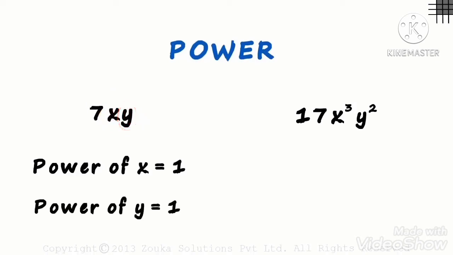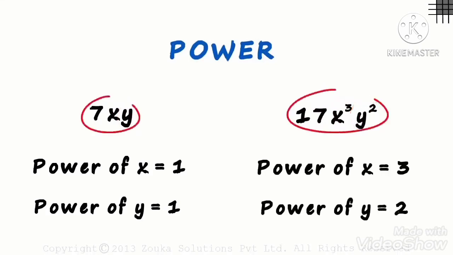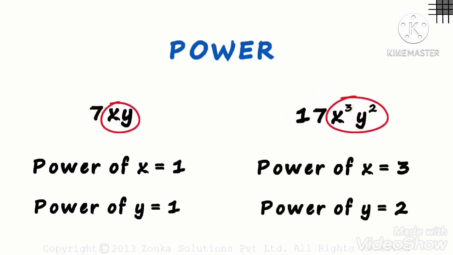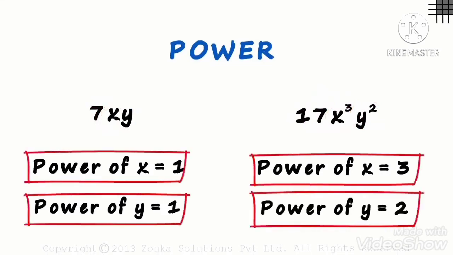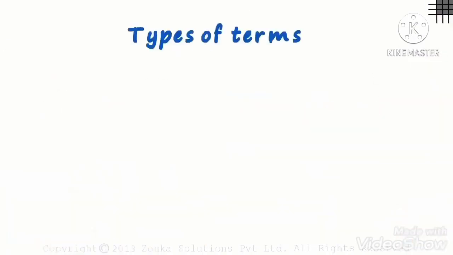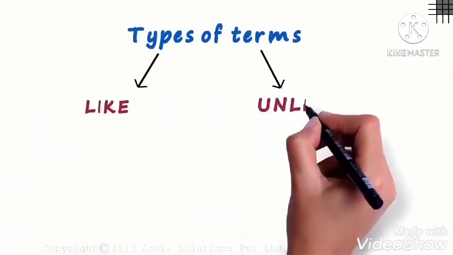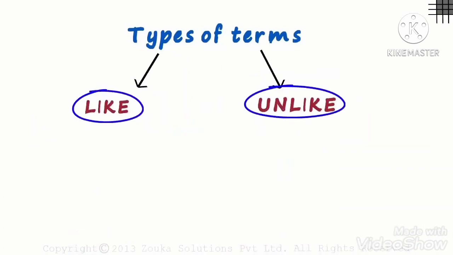Now look at the powers of variables of the second term. The power of x is 3 and the power of y is 2. Both these terms have the same variables, x and y, but the powers of each of the variables are different. Let's erase this and jump to the concept of the types of terms. There are two kinds of terms, like terms and unlike terms. What is the difference between them?